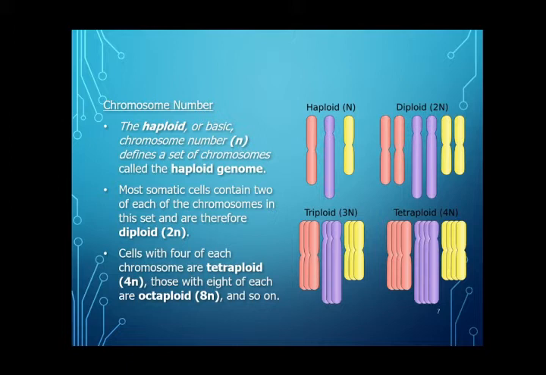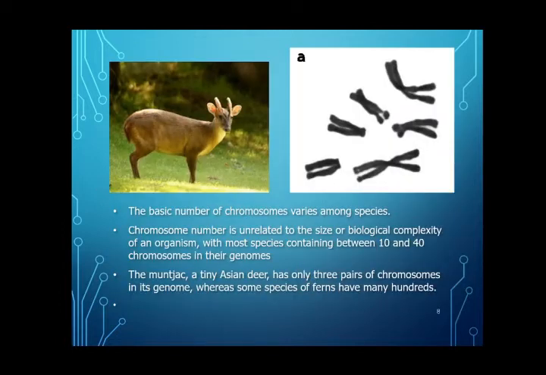The haploid or basic chromosome number defines a set of chromosomes called the haploid genome. Most somatic cells contain 2 of each chromosome in this set and are therefore diploid, 2n. Cells with 4 of each chromosome are tetraploid, 4n. Those with 8 of each are called octoploid, 8n, and so on. The basic number of chromosomes varies among species.